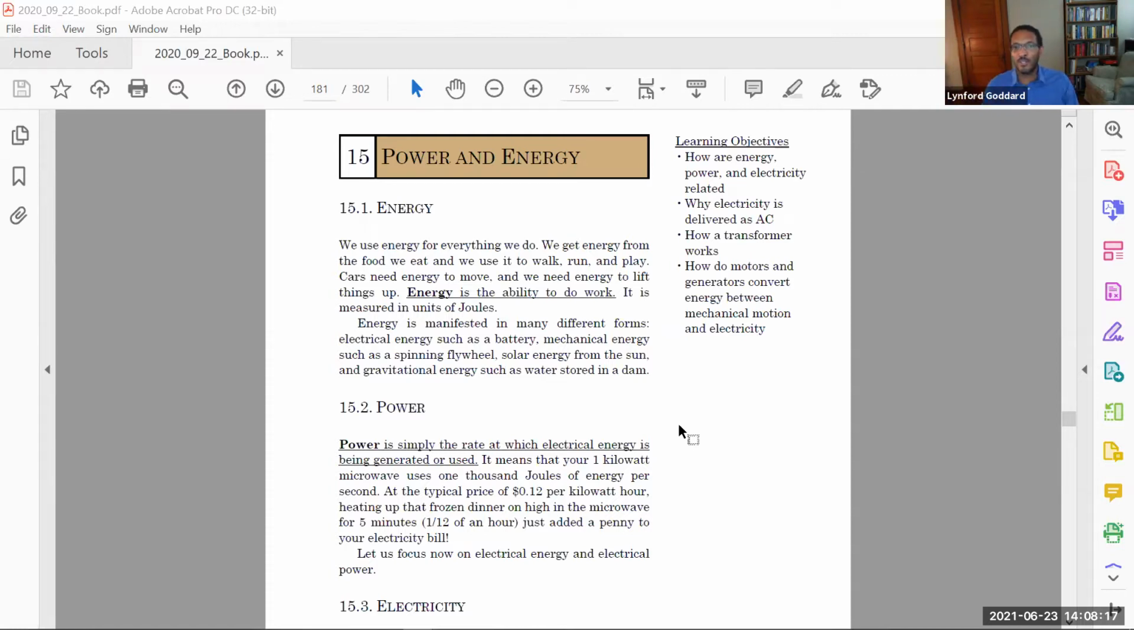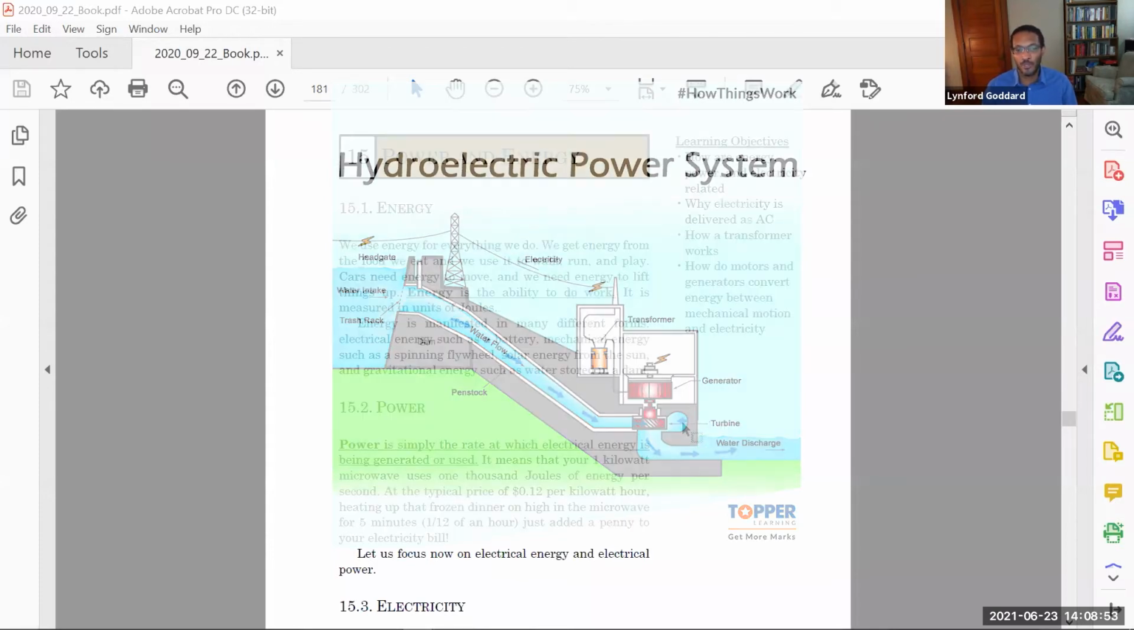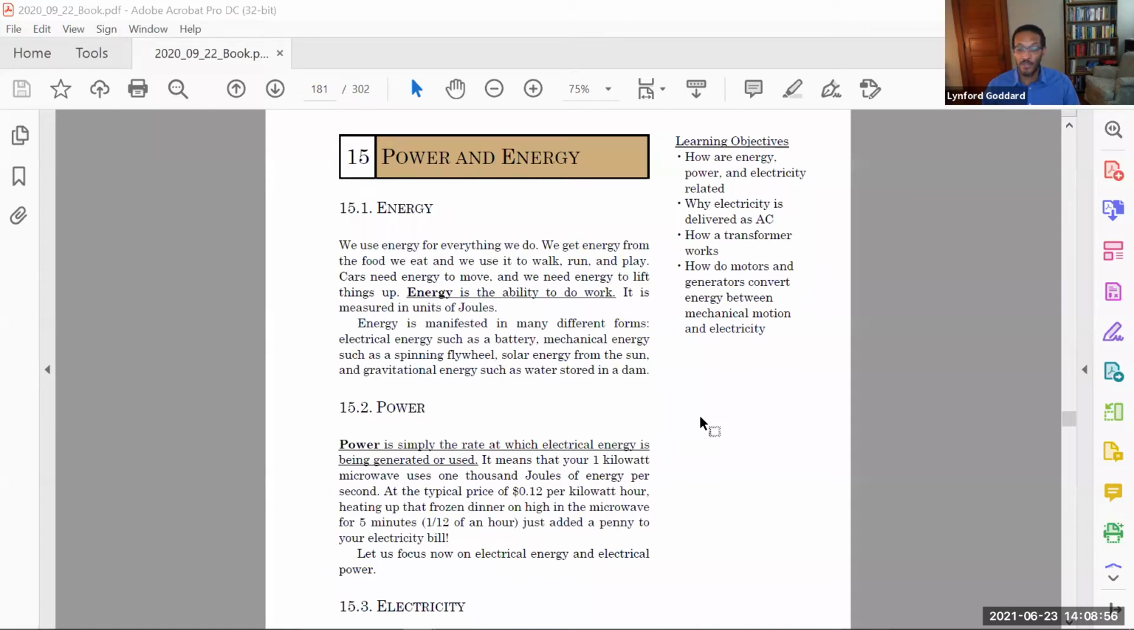So energy is the ability to do work, and energy has many different forms. We have electrical energy in a battery, mechanical energy such as a spinning flywheel, solar energy from the sun. We have gravitational energy. Like if you have water in a dam, the way that hydro powered systems work is that they have the water at high level and they allow it to fall, and that change in gravitational potential energy does work, such as spinning a mechanical object to convert that into mechanical energy, or it goes into electrical energy. So that's energy. It's the ability to do work.